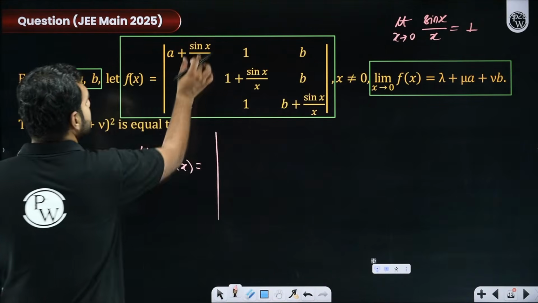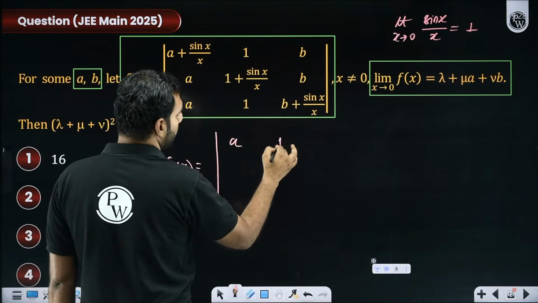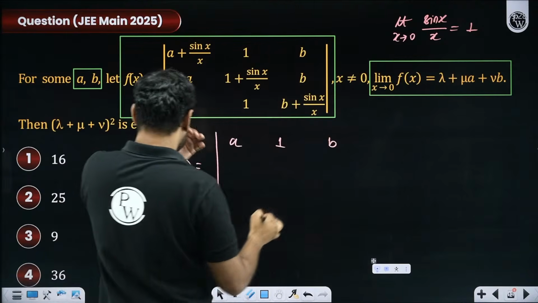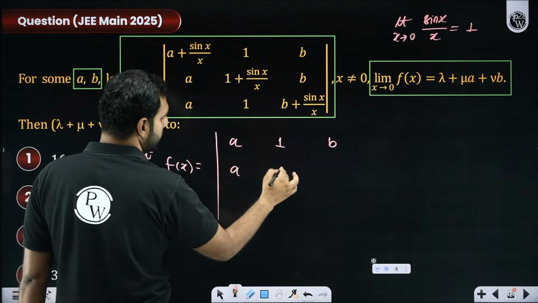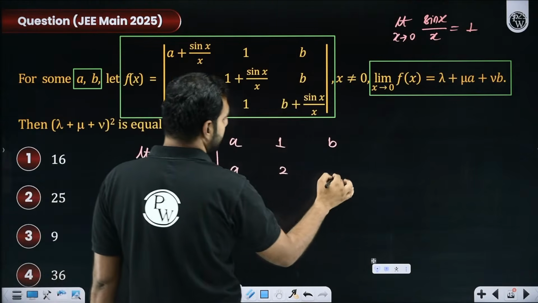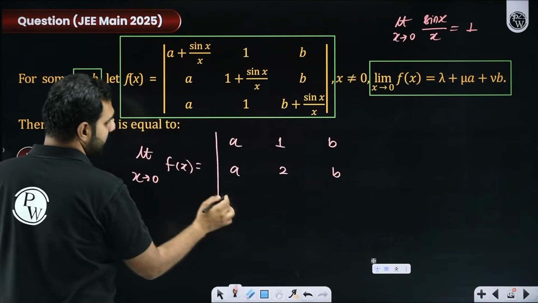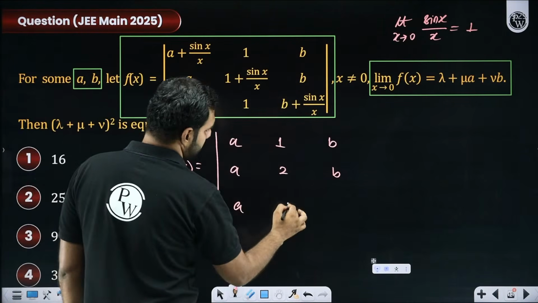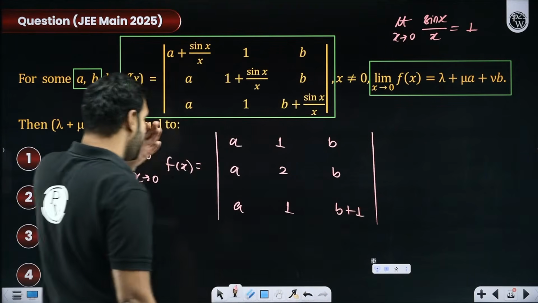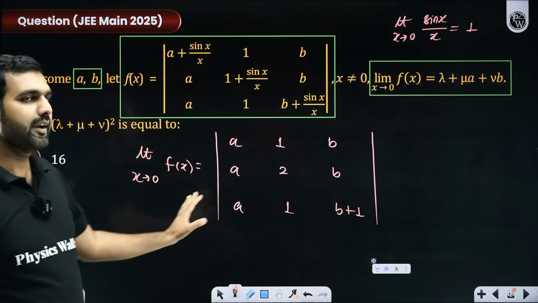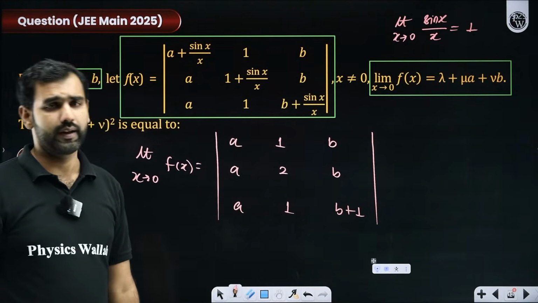Which means sin x upon x, can I not treat it as 1? This is A, this is B. Yes or no? This here is your A. This is sin x upon x, which is 1. So 1 plus 1 is 2, and that's again your B. Give me a quick update on that. In the next column, this here is your A, this here is 1, and this is B plus 1, because sin x upon x is 1 when x approaches 0. Give me a quick update on this. Have you all gotten this result?